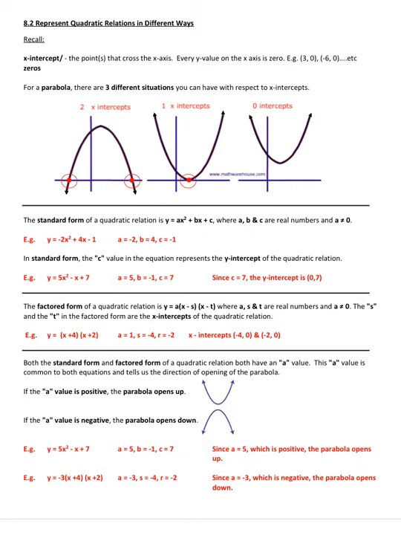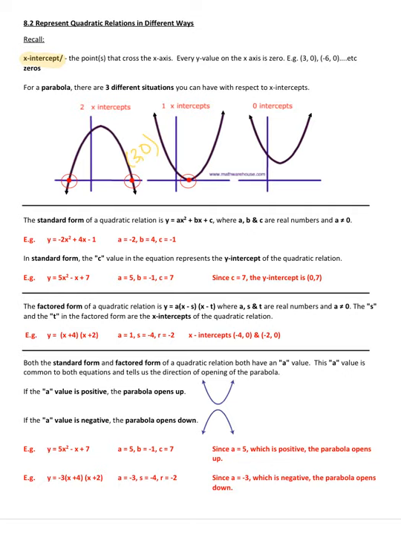All right, so the second lesson for this week is going to be talking about how we can represent quadratic relations in different ways. So the first thing we need to remember is that we have these things called x-intercepts. And remember that an x-intercept is just where that parabola, this line or this curve, is going to cross my x-axis, okay? Every y value on the x-axis is going to be 0. So if I'm looking here, you could have an x-intercept of 3, but the value of y would be 0. So this would be the point 3 and 0, okay?